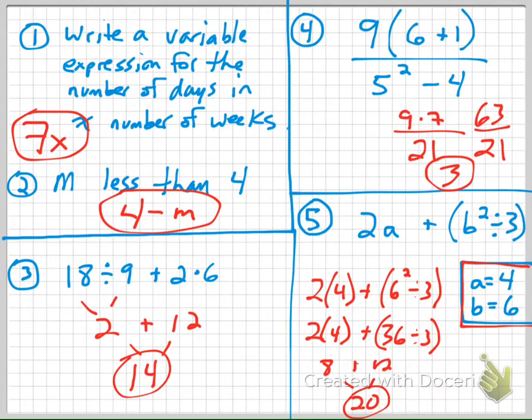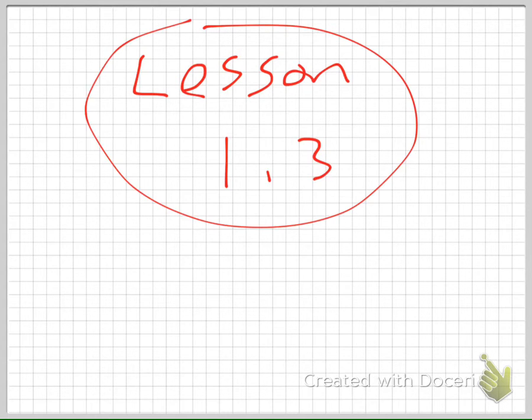Now, all right, we are now doing algebra lesson 1.3, which is properties of numbers. Okay.